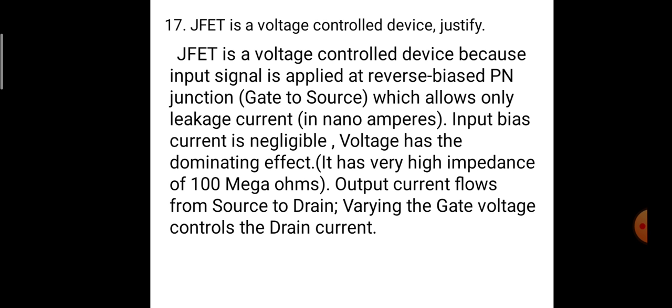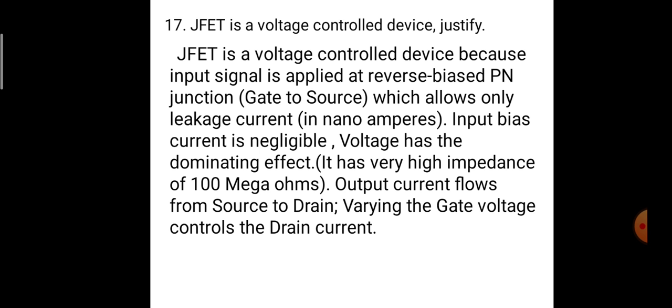Question number 17. JFET is a voltage controlled device. Justify. JFET is a voltage controlled device because input signal is applied at reverse biased PN junction, that is gate to source, which allows only leakage current.